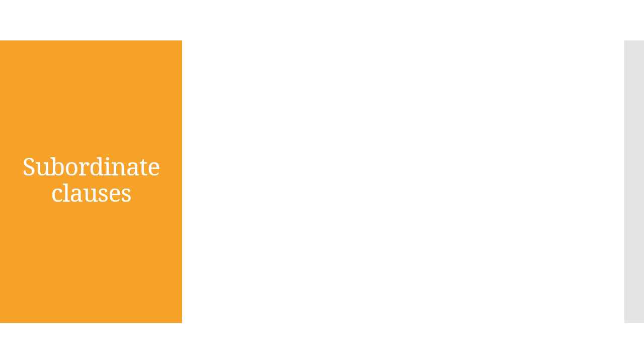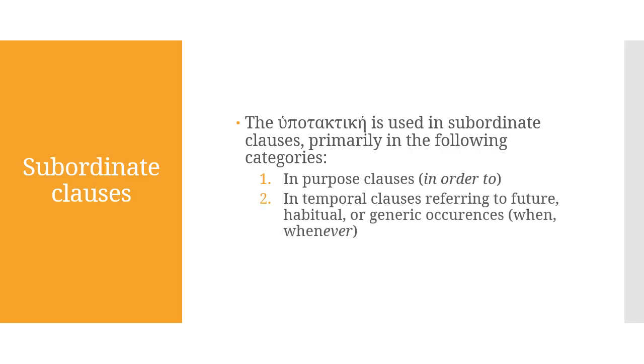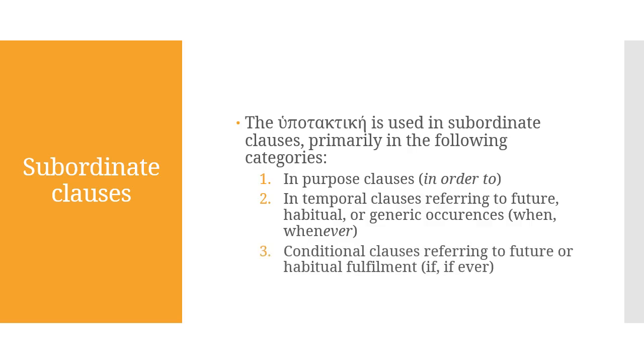Furthermore, the hypotaktike is also used in subordinate clauses. In fact, this is where it derives its name, hypotaktike, the subordinated mood. Here we see the primary categories in which it is used in Greek. Firstly, in purpose clauses, that is, in order to do something. Secondly, we see it in temporal clauses, that is, referring to the future, to habitual situations, or to generic occurrences, when or whenever. Similarly, conditional clauses referring to future or habitual fulfillment, if ever. We'll cover these in more detail in coming lectures.